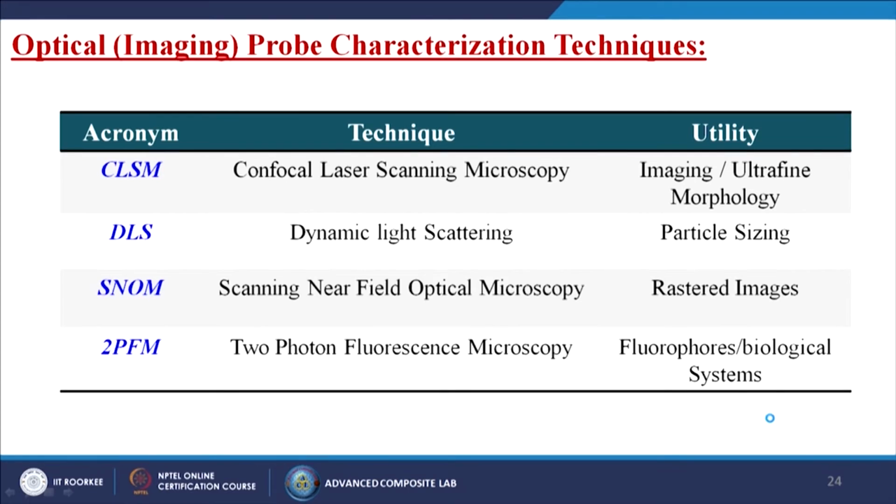So, now we are going to discuss the optical imaging probe characterization techniques. Generally we are talking about CLSM, which is confocal laser scanning microscopy. What is the utility? Imaging or maybe ultrafine morphology generally. DLS, dynamic light scattering, is for particle sizing. SNOM, scanning near field optical microscopy, is for rastered images, and 2PFM, 2 photon fluorescence microscopy, is generally for fluorophores or maybe biological systems.